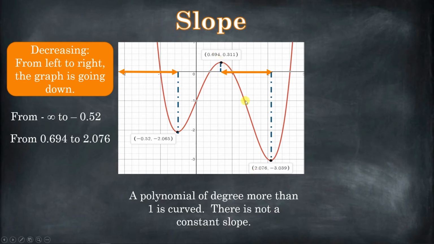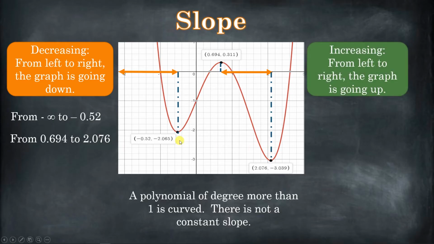Between here and here, it's once again decreasing. So we have 2 intervals of decreasing slopes. So we have from negative infinity until we get to negative 5.2, and then from 0.694 until you get to 2.076. It's also decreasing. Now, it's increasing when you look at it from left to right, and it's going up.